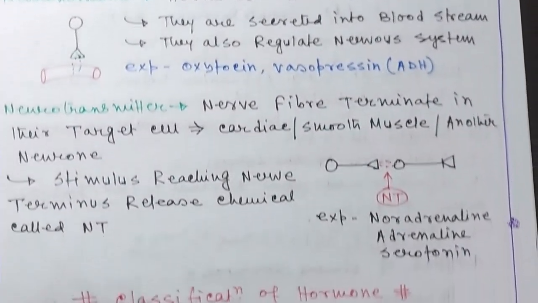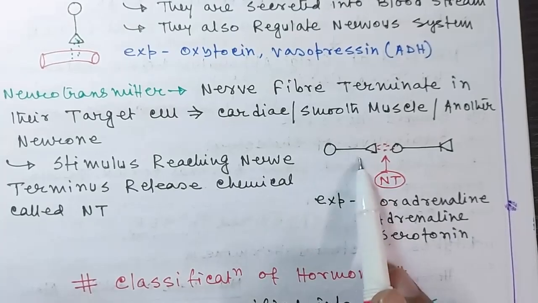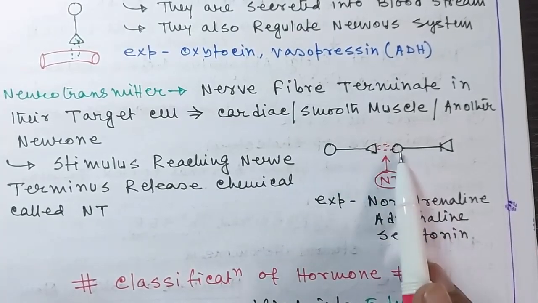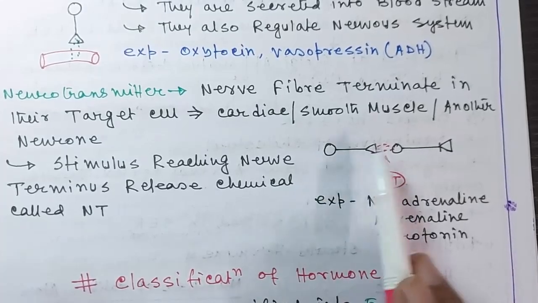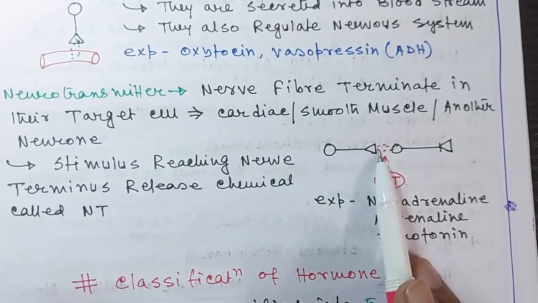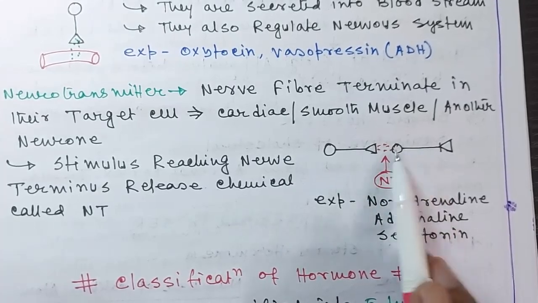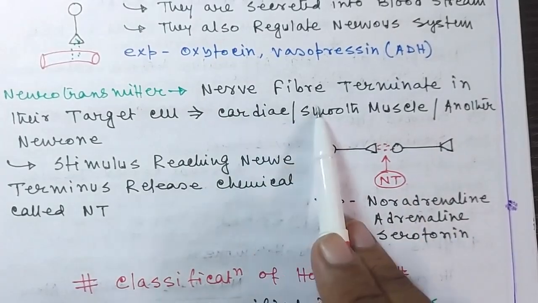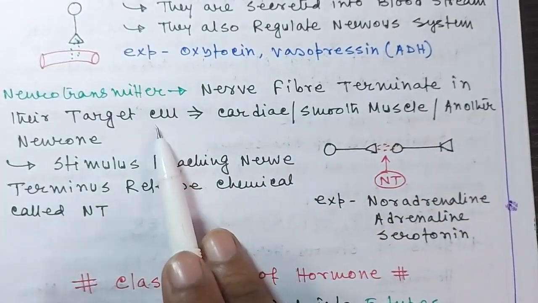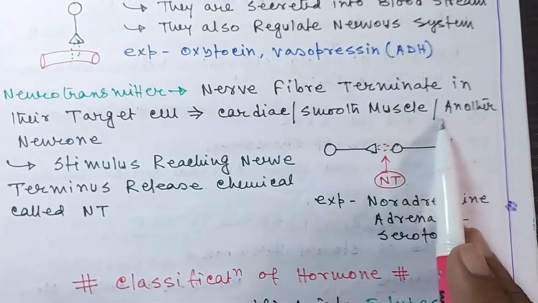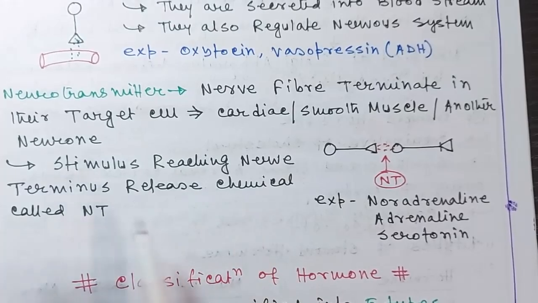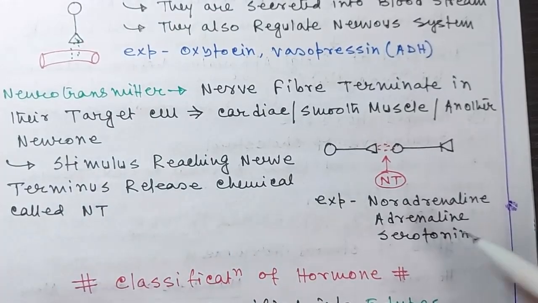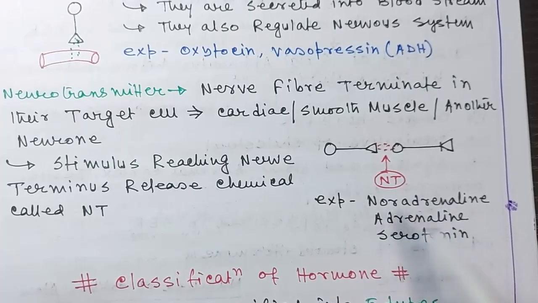And the next type of secretion is neurotransmitter, and here you can see two nerves are present, and these two nerves are joined by a synapse. And the previous nerve, that is the presynaptic neuron, secretes a few chemicals, and these chemicals activate the next neuron, that is the postsynaptic neuron, right? Then the nerve fiber terminates in its target cell, and this target cell may be cardiac muscle, smooth muscle, or another neuron. And the stimulus reaching the nerve terminus releases a chemical which is called a neurotransmitter. Examples of this neurotransmitter are noradrenaline, adrenaline, and serotonin.